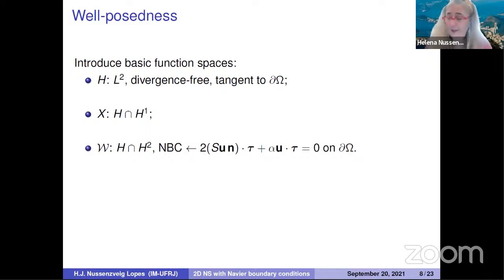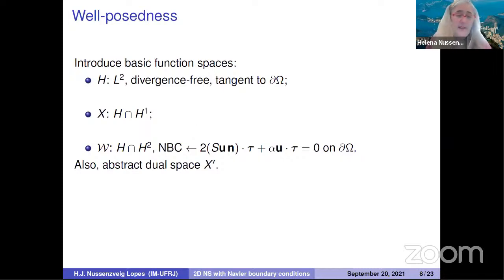And W is a space which is adapted to the Navier boundary conditions. So it's H^2 vector fields, 2 derivatives in L^2, divergence-free, tangent to the boundary, and such that these Navier friction conditions hold on the boundary. Okay, so note that in order to write these conditions, you need a trace of Su in particular, and Su involves a derivative, so you need to have something in H^2. You need more regularity in order to be able to talk about the trace of a derivative.